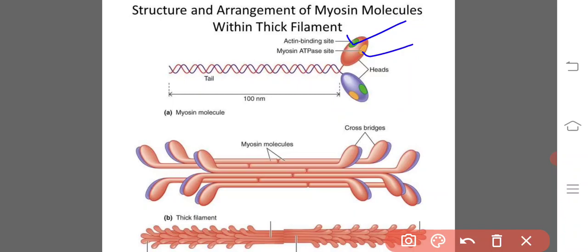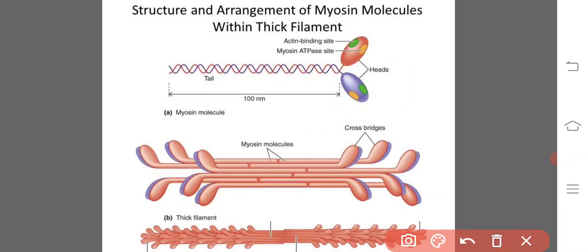ATPase is the enzyme which hydrolyzes the ATP in order to release the energy for contraction. So the heads have the specific binding sites for the formation of the actomyosin complex with the addition of actin, and there is an ATP receptor site and a catalytic ATPase site, and thereby the ATP gets hydrolyzed and that gives the energy for contraction.